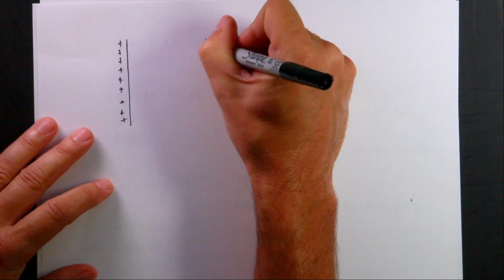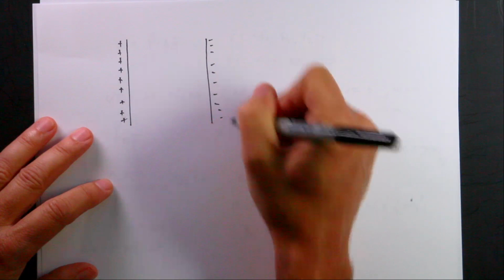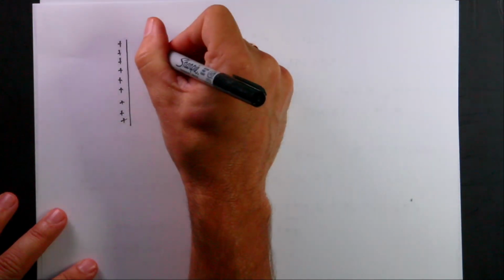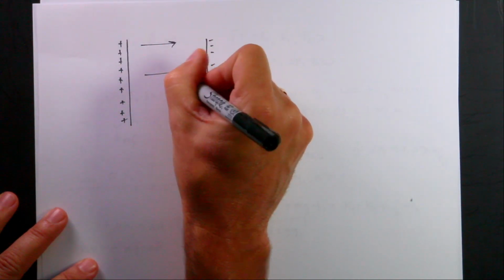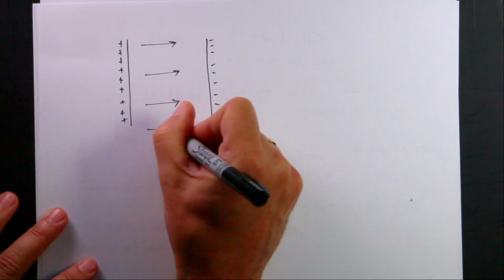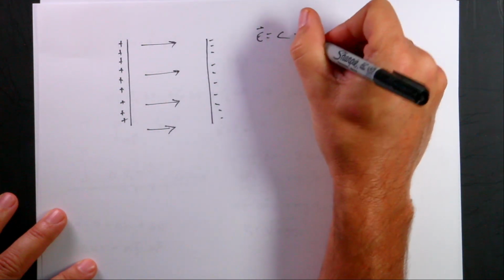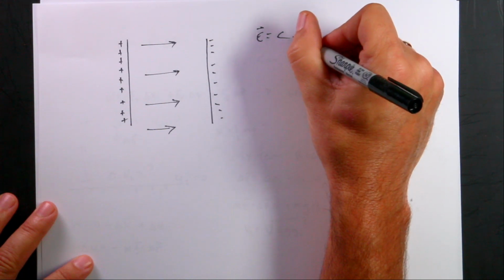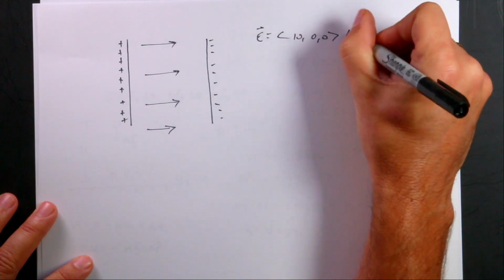And then a negative plate. And if I have these two parallel plates with uniform charge, then I have constant electric field. And we don't even care. I'm just going to say E equals some value. I'm going to pick this as, let's say, 1000 newtons per coulomb.